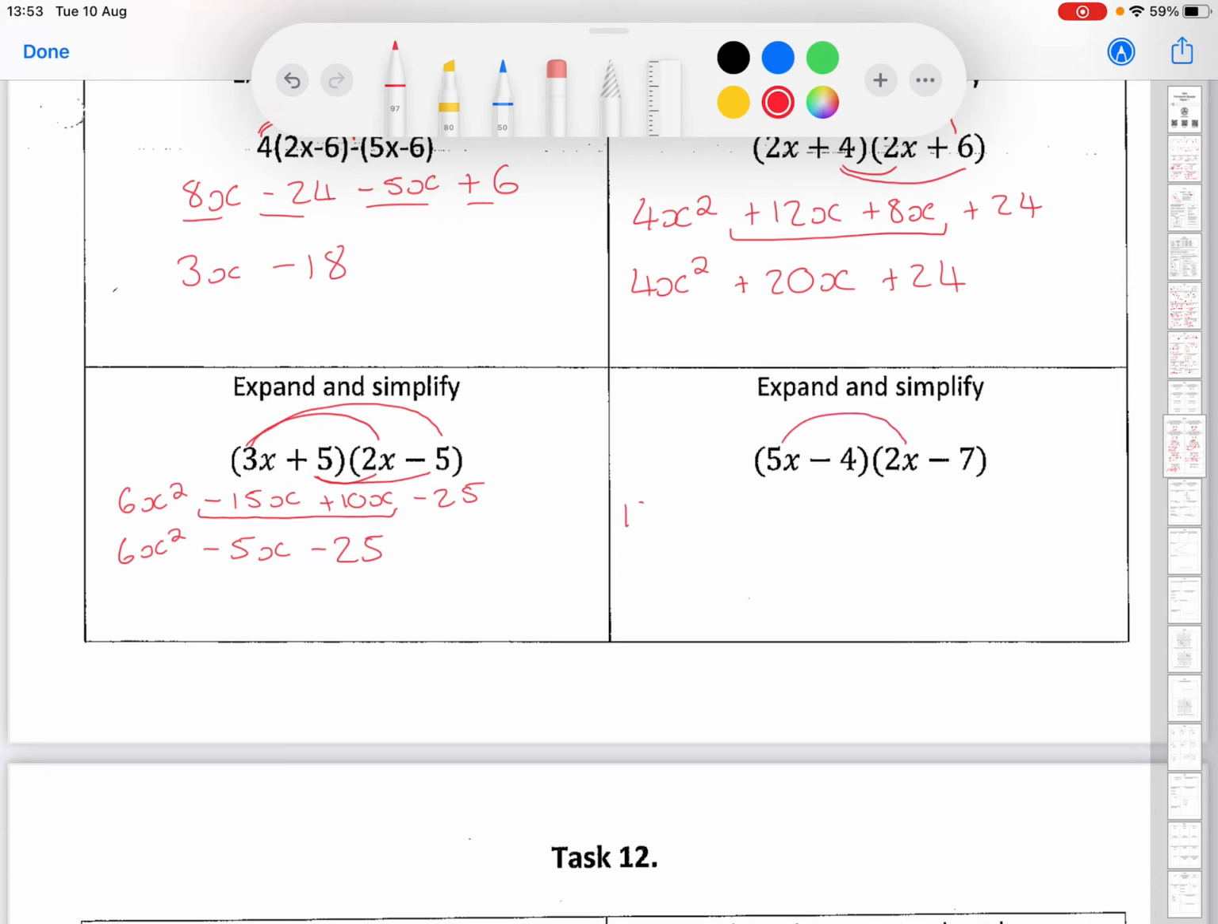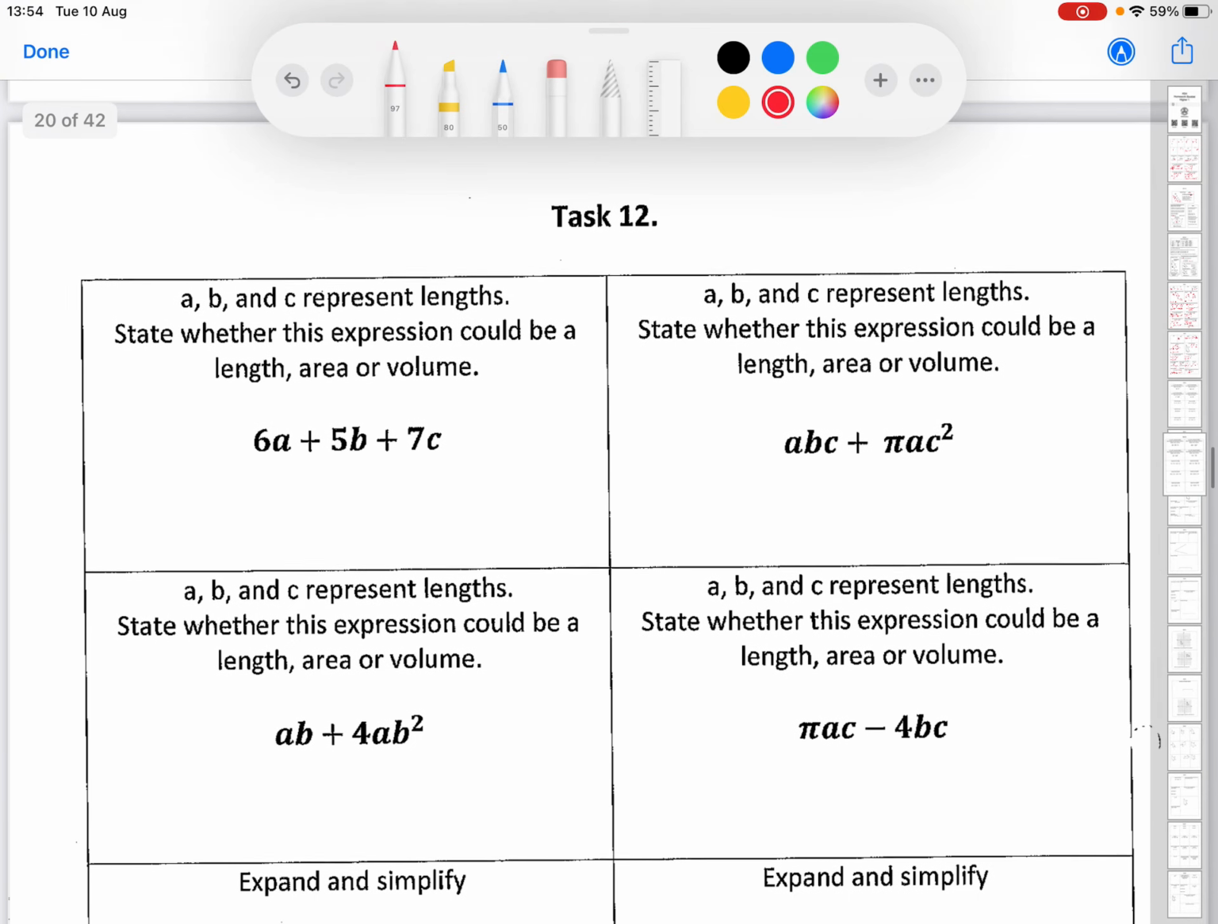Last expanding bracket, so we've got 5x times 2x, that gives us 10x squared. Then I do 5x times minus 7, so that's minus 35x. Then we do our inner one, so we've got minus 4 times 2x, that's minus 8x. And minus 4 times minus 7 gives us positive 28, because a minus times minus is a positive. So we've got 10x squared, so we've got minus 35 minus another 8 gives us minus 43x, and we add 28.